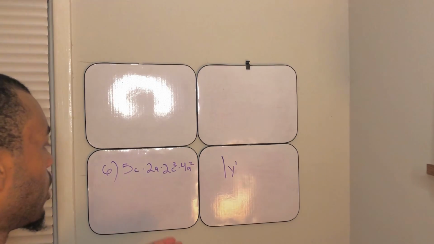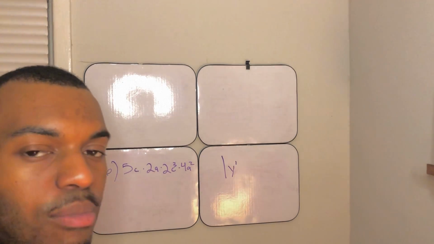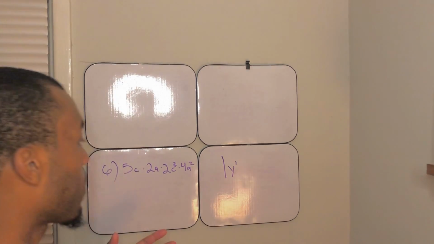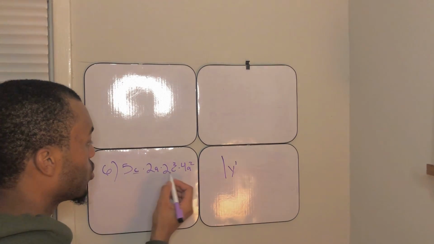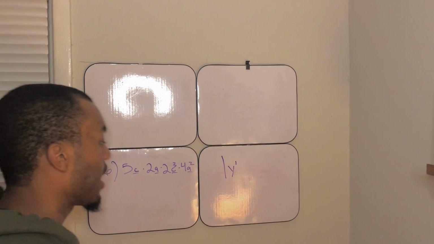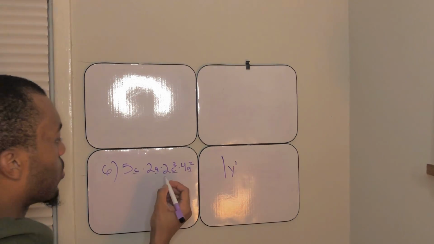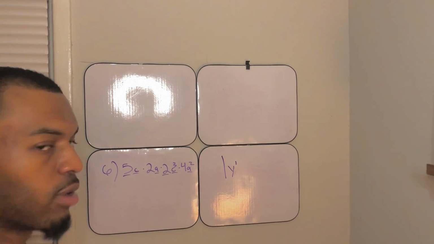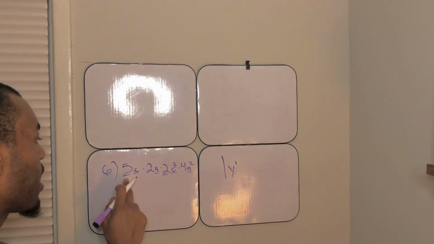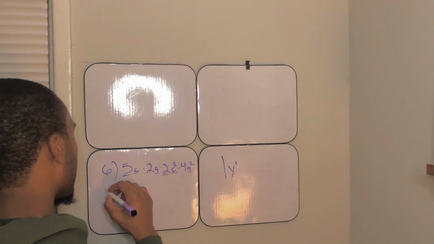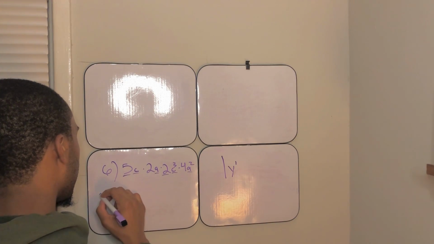So again, same process as usual. Let's start with the letters that are the same. We got 2 letters in this problem. We got 2 C's and we got 2 A's. Let's start with the C's. We're going to look at the number that's in front of both of these C's. We got 5 and we got 2. So we multiply them together. 5 times 2 is going to be 10.